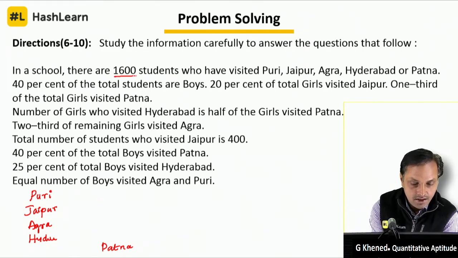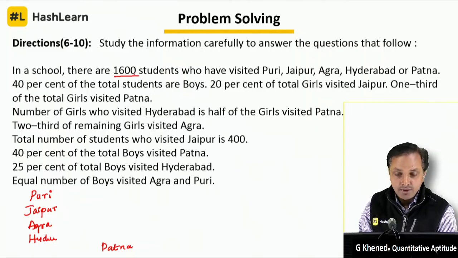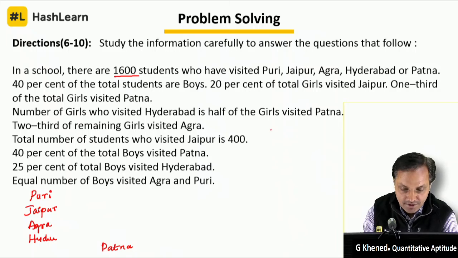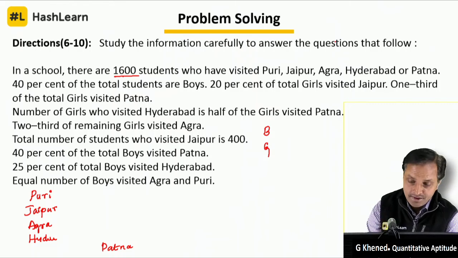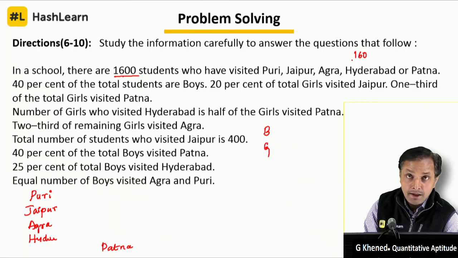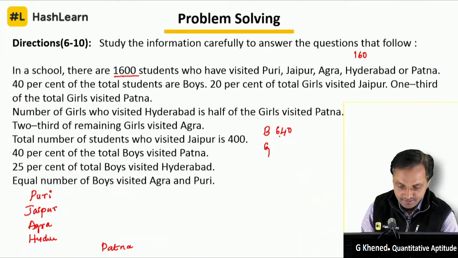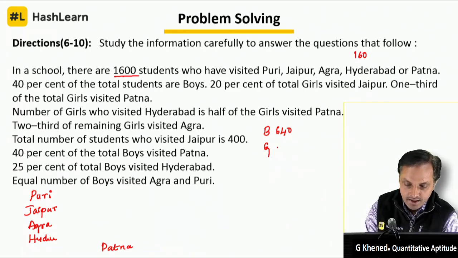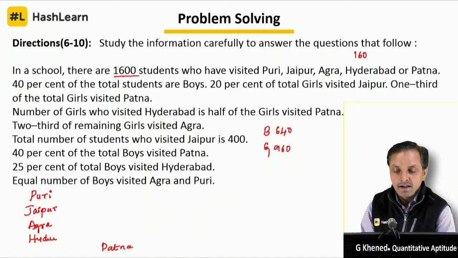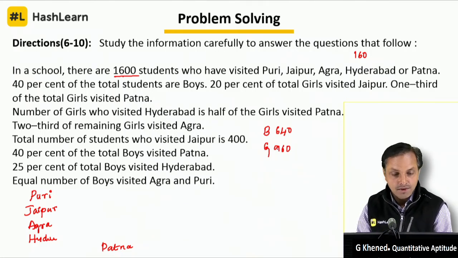So there are 1600 students they are telling. So in that 1600 students who have visited Puri, okay, 40% of the total students are boys. So what is 40% of that? As I have told you in previous classes, 10% is 160, 40% is 16 4s are 64, 640 will be boys, and the remaining girls will be 960. 960 of the total 1600. Okay.